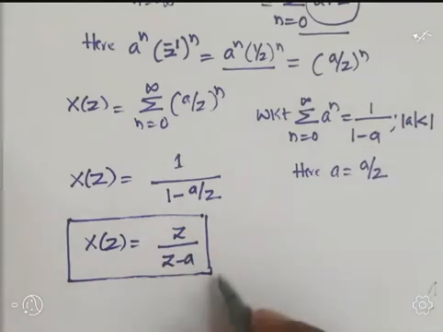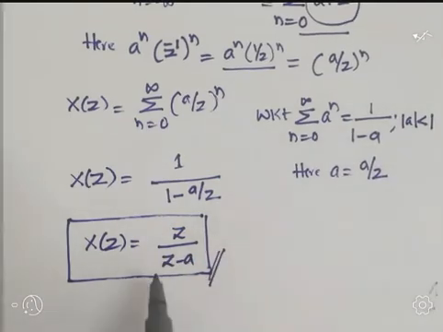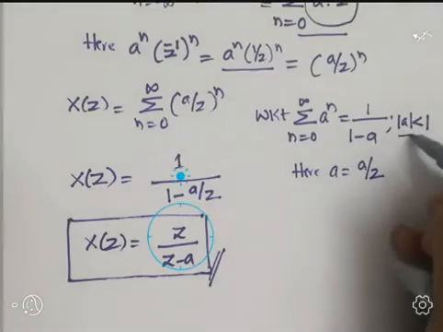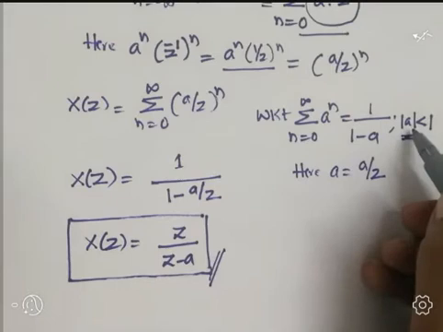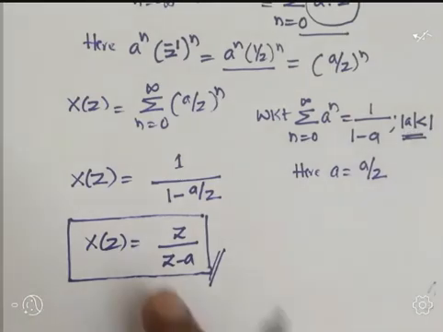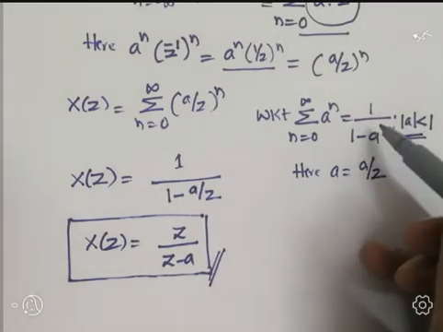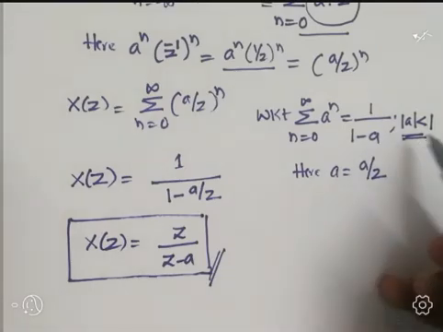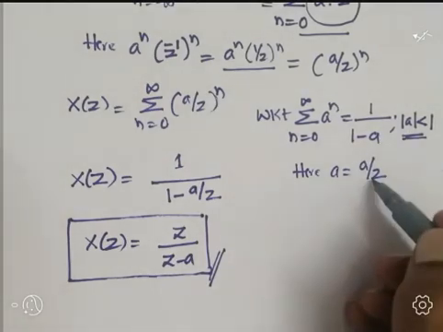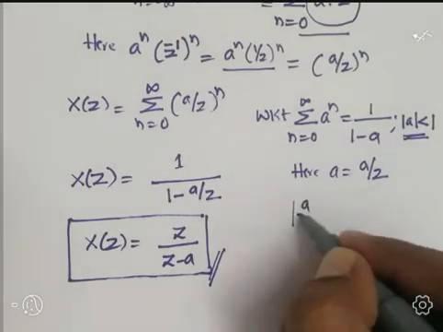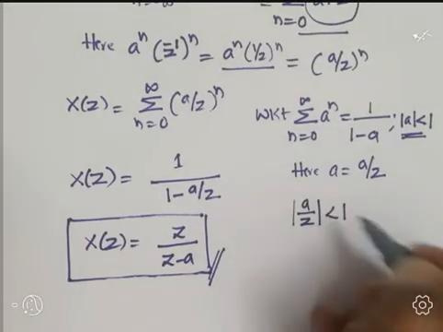Fine, let us go for calculation of ROC. So we got this z transform. The existence of this z transform is only for this condition, nothing but mod of a is less than 1. We got this result by using this formula, correct? In order to use this formula, what is the condition? Mod of a should be less than 1. Here a equals a by z. That is, mod of a by z should be less than 1.